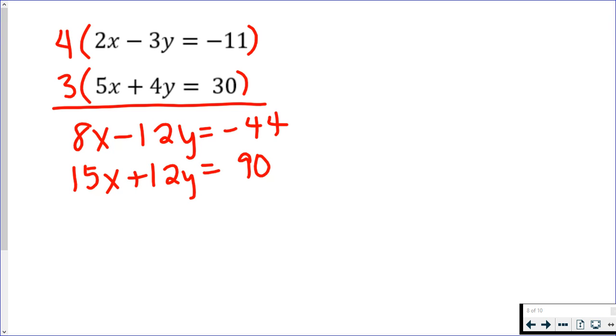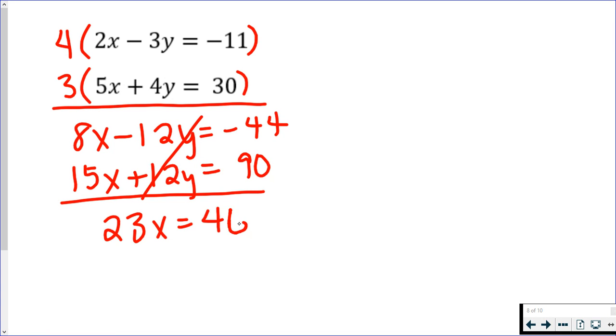So I multiplied every single number in that top equation by 4 and every single number in that bottom equation by 3, resulting in -12y plus 12y, which is going to go away. Adding everything else, 8 and 15 gives me 23. -44 and 90 gives me +46. Now to get x by itself, you would divide by 23.